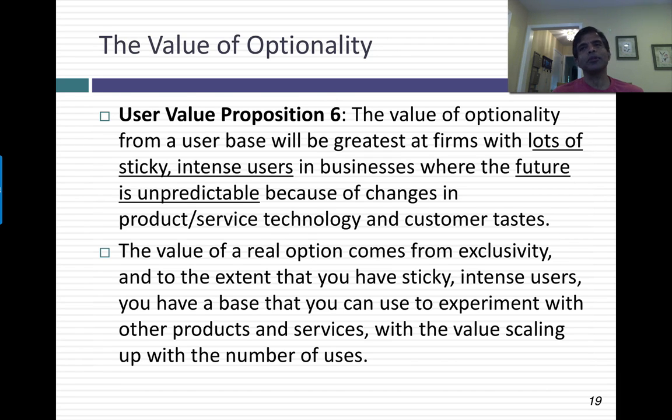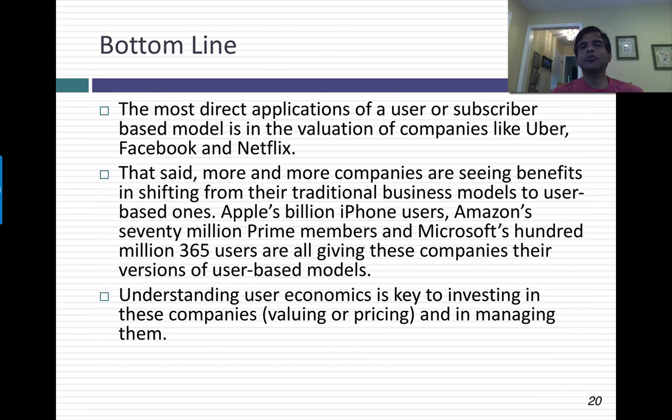So if you look at a company like Facebook with almost 2 billion users, you got the numbers working for you, and you have intense users. A typical Facebook user spends a lot of time each day. You can see why optionality is going to be much greater at a Facebook than at a Twitter, where the intensity is much lower. So if you're going to talk about optionality, I might not have given you the specifics to come up with the value of the option, but at least you have the variables you might want to focus on. So here's the bottom line.